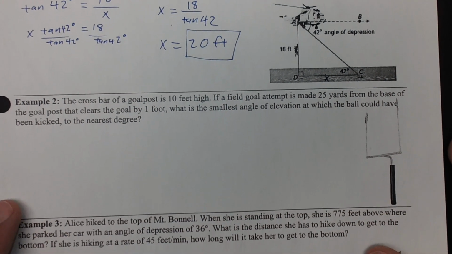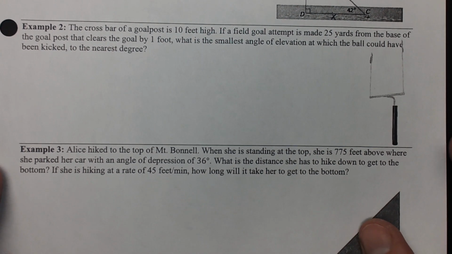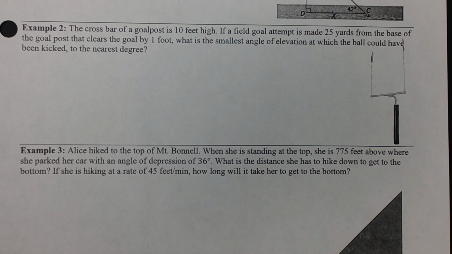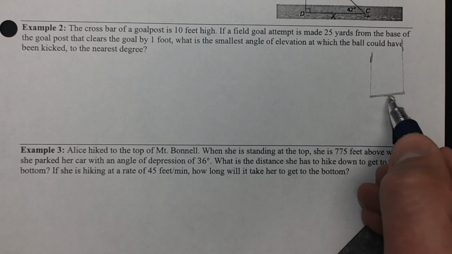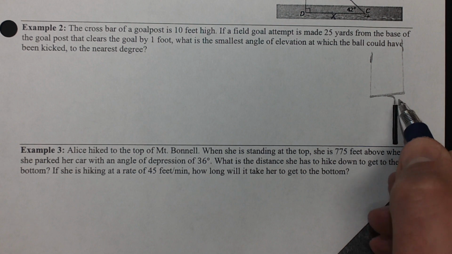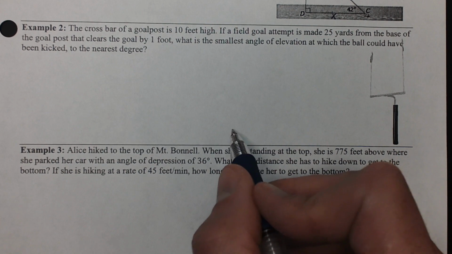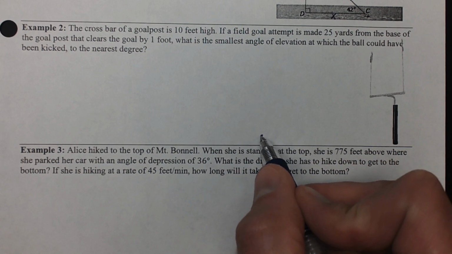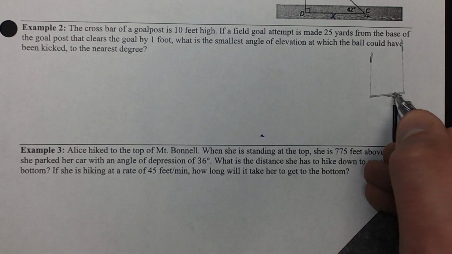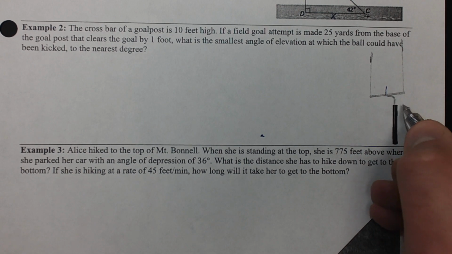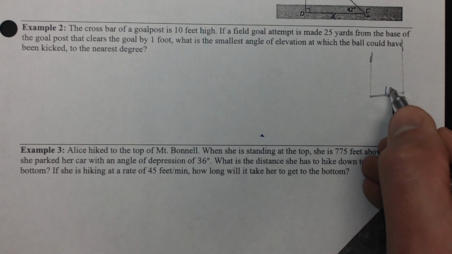Problem number 2 is not going to use angle of depression. It's going to use the other one. It's saying you have this crossbar of a goalpost, which is right here, and it's 10 feet high, which is the standard height, I think, of a goalpost in football. You're trying to make a field goal from 25 yards out, and you want to clear the goalpost by 1 foot. So really what you want to do is go above that 10 feet by 1 more foot.